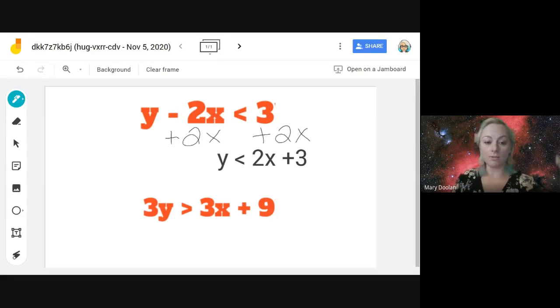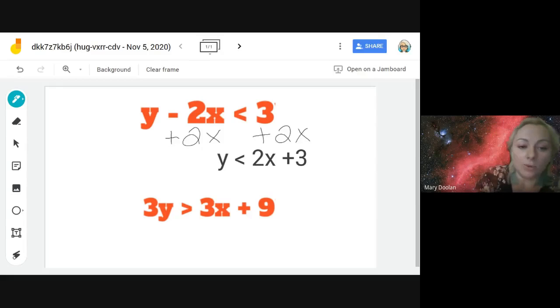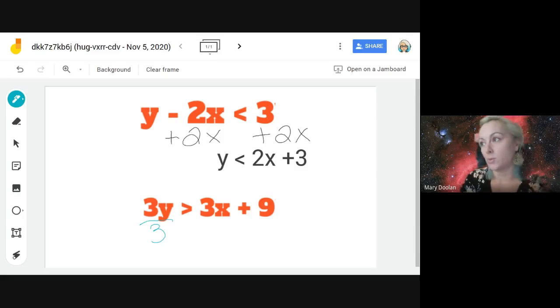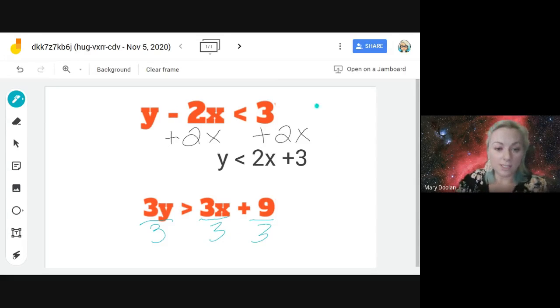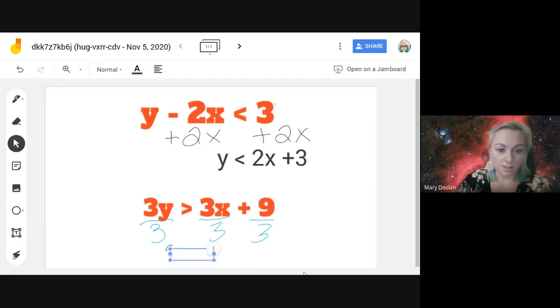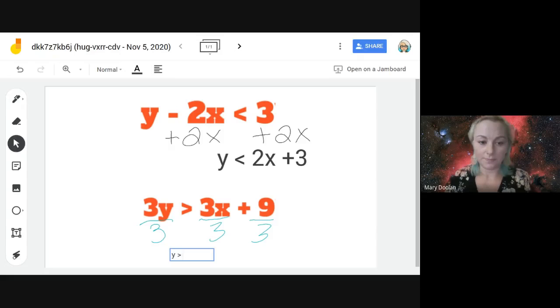3y is greater than 3x plus 9. To get y isolated, I am going to divide by 3, because 3 divided by 3 is 1, and if the coefficient of my y is 1, that means y is isolated. But when I divide one side of the inequality by 3, I need to make sure I divide every term on the other side also by 3. So this simplifies into y is greater than x, because 3 divided by 3 is 1, so just 1x, and then I'm adding 9 divided by 3, which is 3.